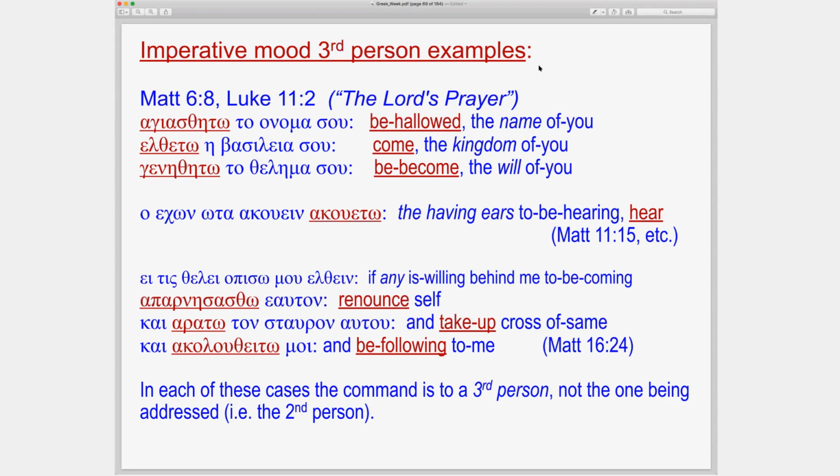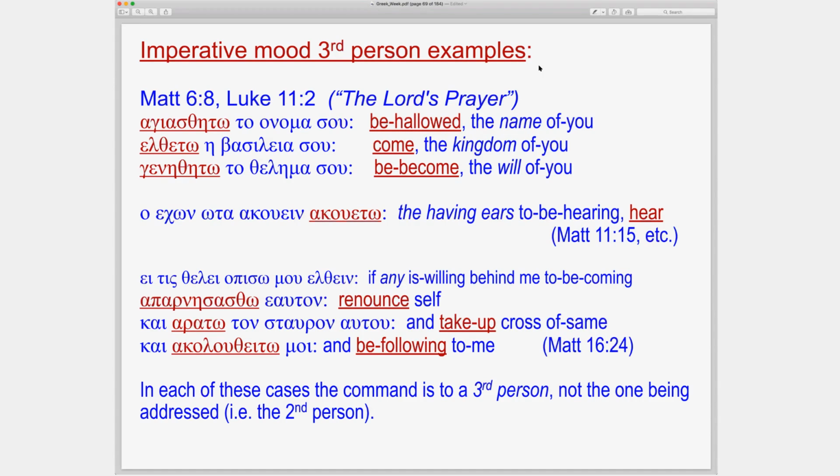Okay, so that's the Lord's Prayer. Here's another example. Jesus says, the having ears to be hearing, hear. And I'm translating this pretty literally here. You know how it is in English. If anyone has ears to hear, let him hear. Okay, that's how they say.